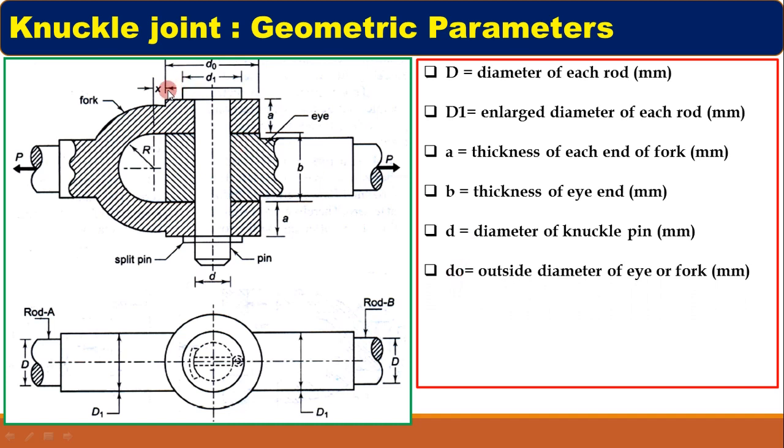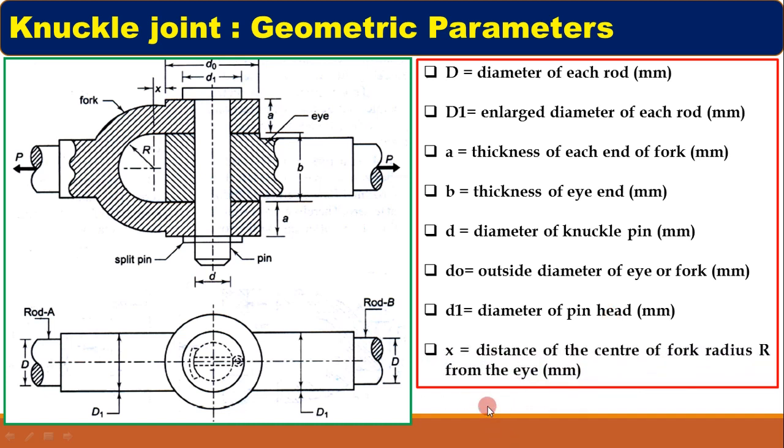Then DO. We know that the fork end and eye end have a feature like a hollow cylinder, so it must have some outside diameter and it must have some inside diameter. In top view you can see easily. This outside diameter of this fork end as well as eye end is same, and it is denoted by DO. So DO is outside diameter of eye or fork end. Then D1. This pin has a head, and its diameter is D1. So this small D1 is the diameter of pin head.